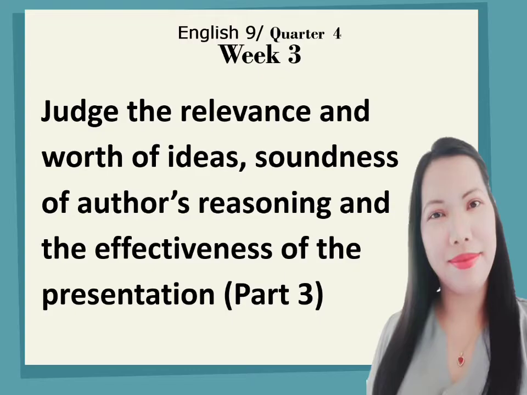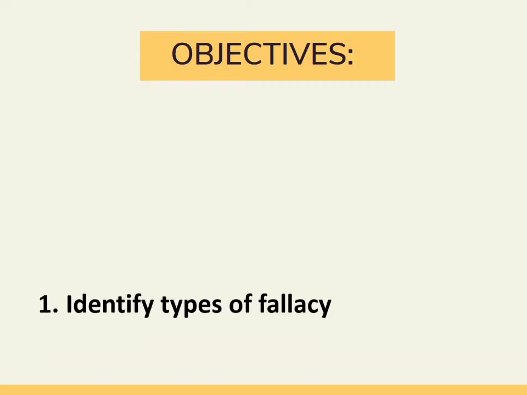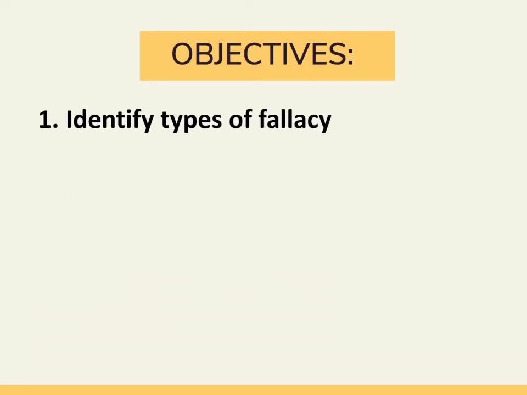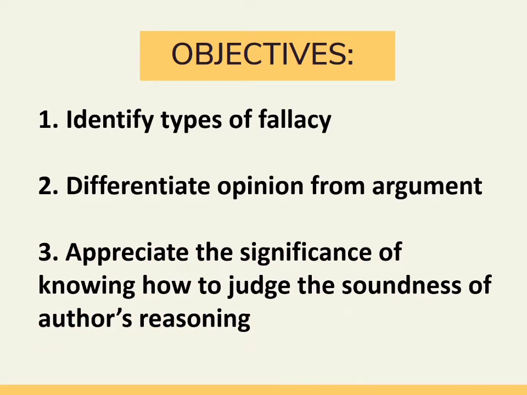This video lesson is based on the most essential learning competency in English 9, Quarter 4, Weekly, which is: judge the relevance and worth of ideas, soundness of author's reasoning, and the effectiveness of the presentation, Part 3. The objectives of this lesson are: identify the types of fallacy, differentiate opinion from argument, and appreciate the significance of knowing how to judge the soundness of others' reasoning.